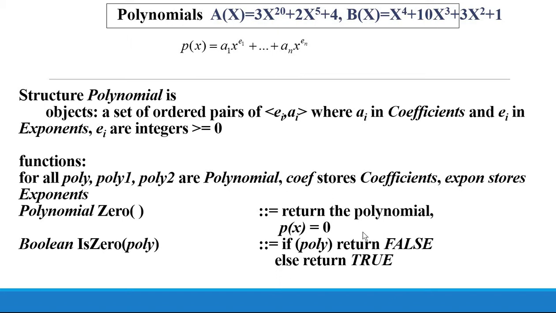If you want to initialize that polynomial to 0, you can define the function called zero function. If you pass a polynomial to that zero function, it will initialize it to 0.